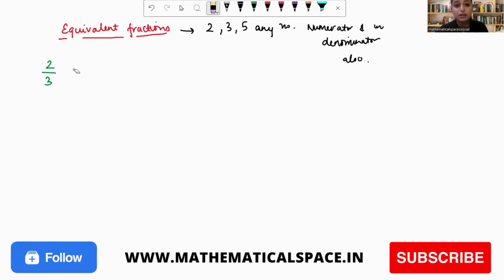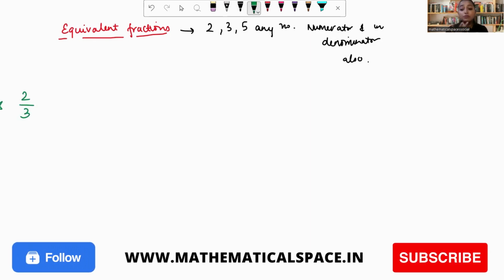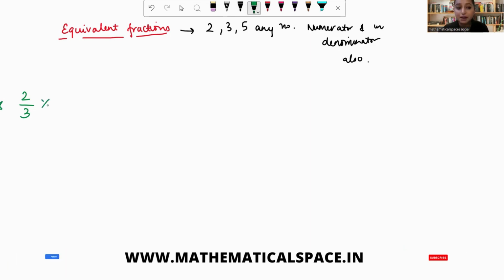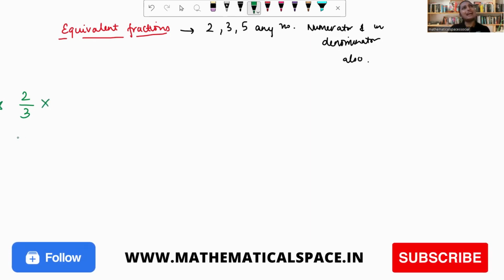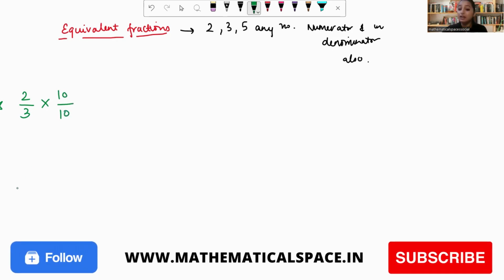For example, right now we have 2 by 3. So we have to find the equivalent fraction of 2 by 3. What we will do? We will multiply by any whole number. Can I take 10? Okay, let me take 10. So I will multiply with 10 in the numerator and with 10 in the denominator. So what do I get?